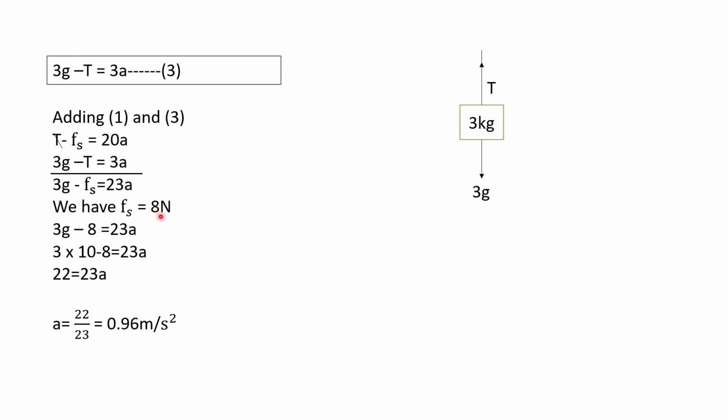We have Fk is equal to 8 Newton. So substitute 8 Newton here. The value of g is 10, so instead of g, we can put 10. 3 into 10 is 30. 30 minus 8 is 22. So we get 22 is equal to 23a, or a is equal to 22 by 23, that's 0.96 meter per second square. This is the acceleration of the system.